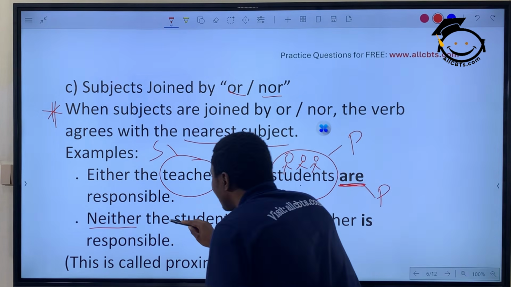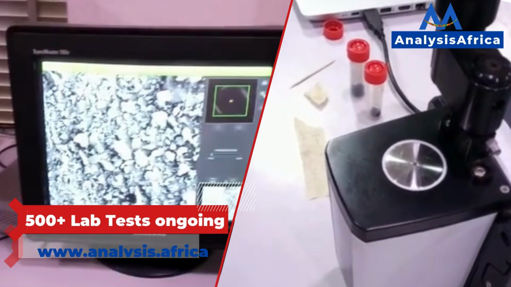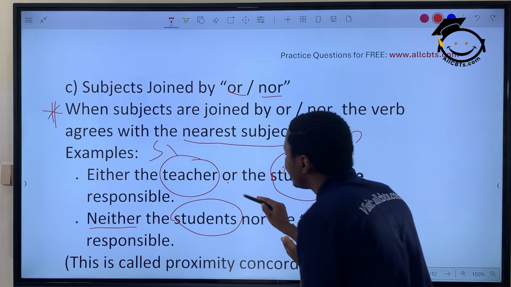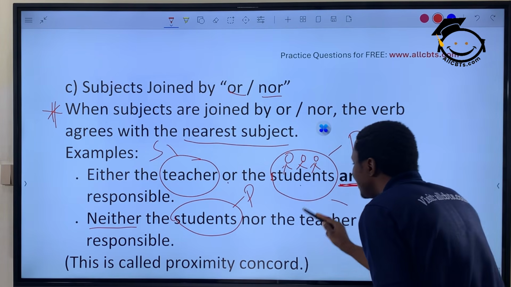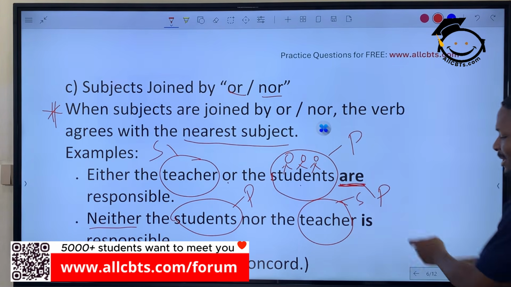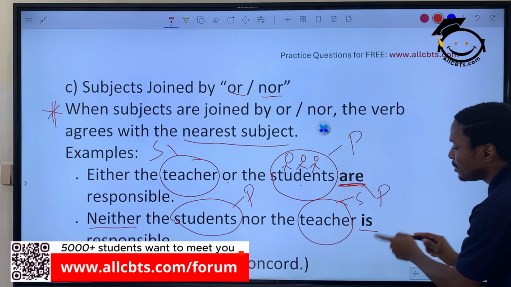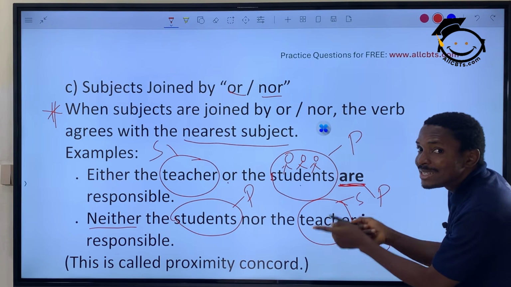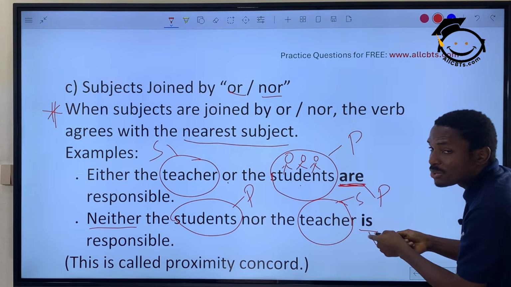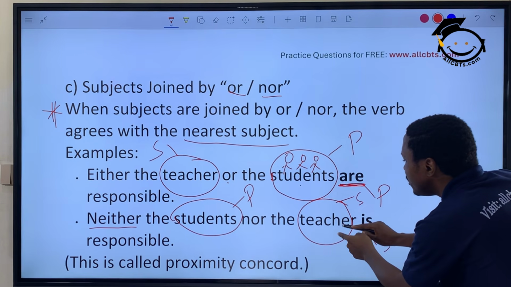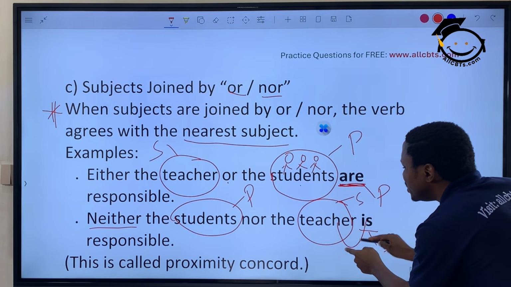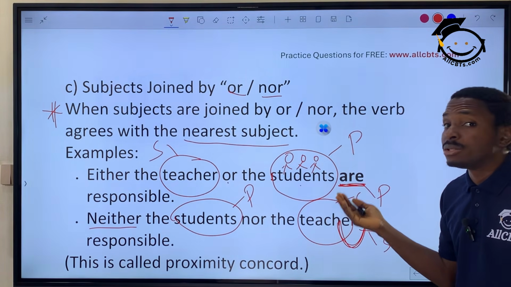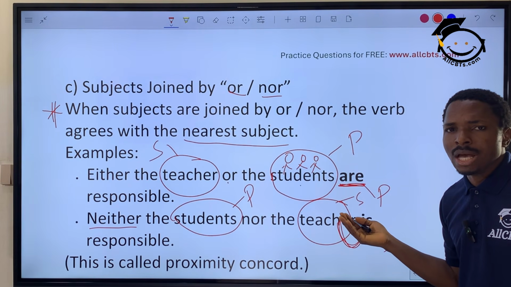"Neither the students," as we have here, plural, "nor the teacher," as we have here, singular. The verb is what? Here was plural. This is what? Singular. So, because the teacher is singular, teacher is one, the verb is singular. So the verb will always agree with the nearer subject to it, or nearest, in case they are more than two. Are you getting that?